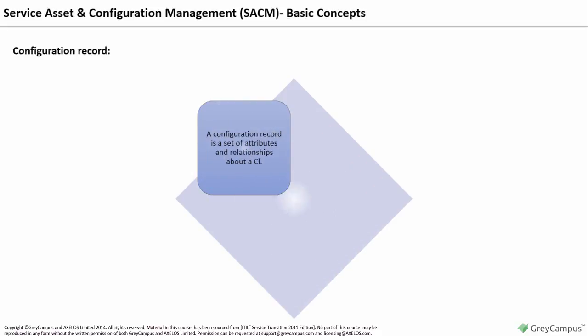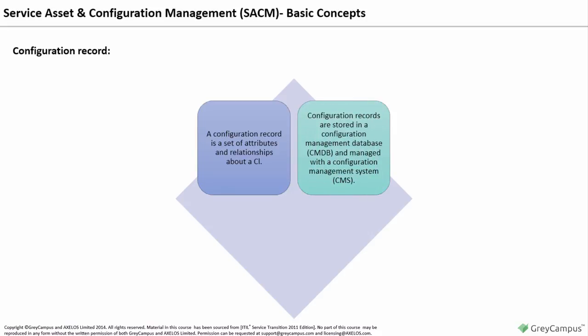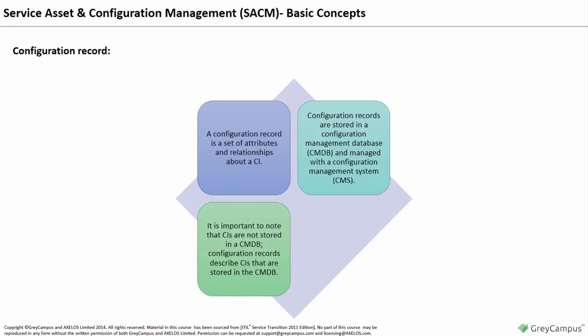Service Asset and Configuration Management, SACM, basic concepts. Configuration record. A configuration record is a set of attributes and relationships about a CI. Configuration records are stored in a configuration management database, CMDB, and managed with a configuration management system, CMS. It is important to note that CIs are not stored in a CMDB. Configuration records describe CIs that are stored in the CMDB.